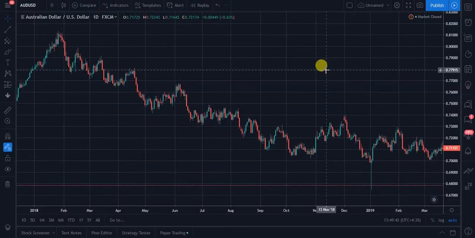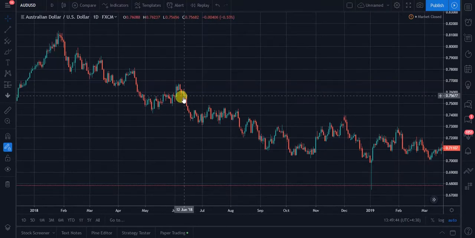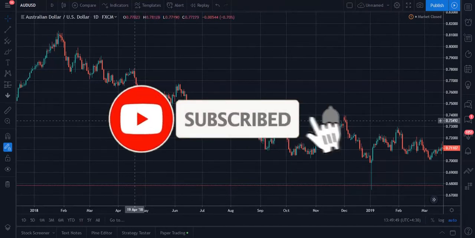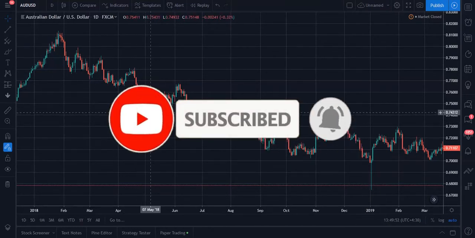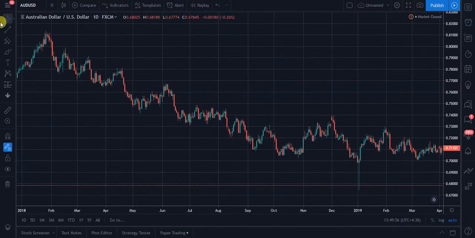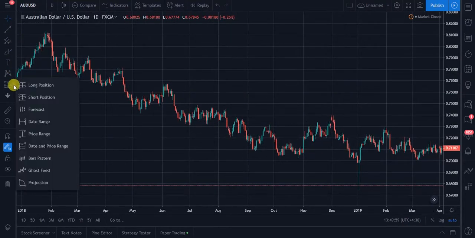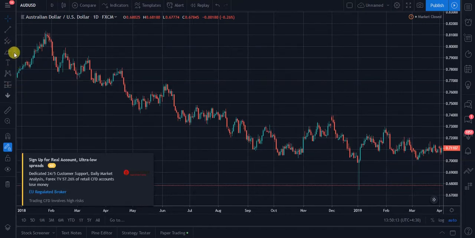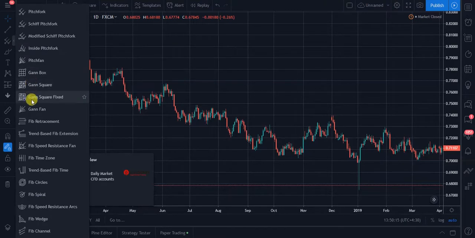Guys, in this video I'm going to explain about Fibonacci extension so you can trade by this great tool in your trading setup. So let's get started. With Fibonacci extension you can identify or choose your exit levels or profit target. So let's put Fibonacci extension to our chart.